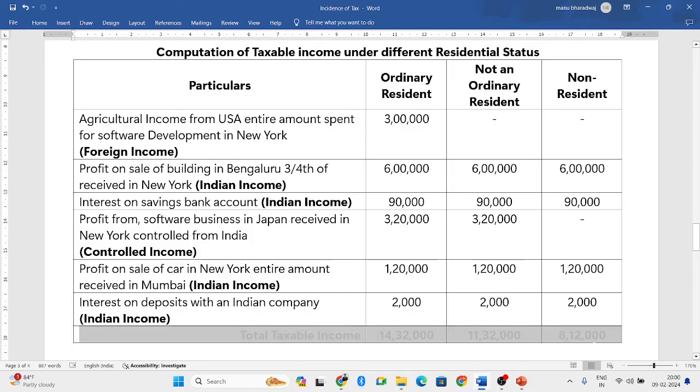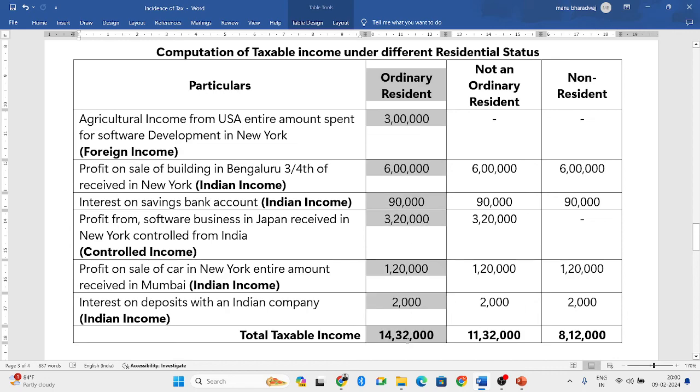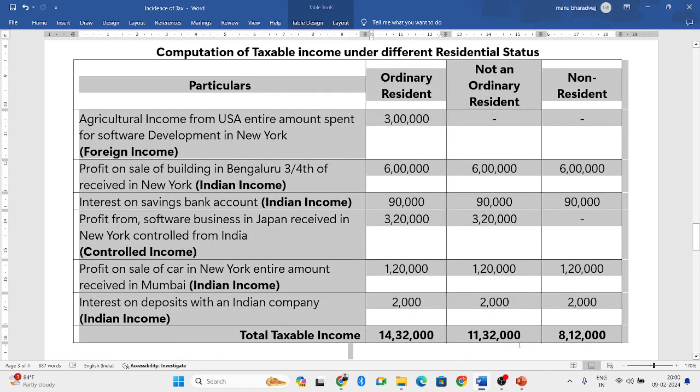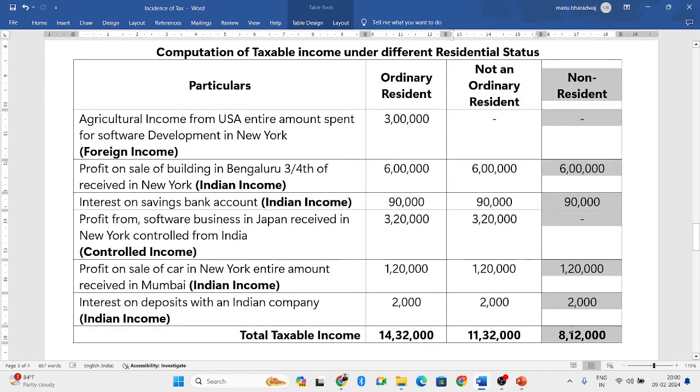Now you need to add all the columns. You will get the total taxable income. Ordinary resident will be 14,32,000. Not an ordinary resident will be 11,32,000. Non-resident will be 8,12,000. So this is how you need to solve the problem. This is a basic problem. Going ahead, we'll have certain very tricky adjustments. We'll analyze all those in the future problems.